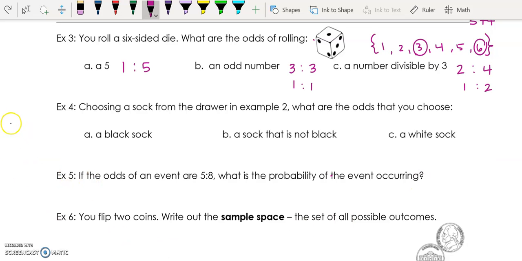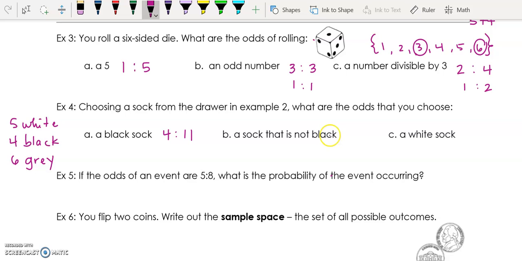So we had 5 white socks, 4 black, and 6 gray. So if we are choosing a black sock and we want to find the odds that we choose a black sock, there are 4 black socks in the drawer, and there are 11 that are not black. So 4 black and then 5 plus 6 that are not black. So the odds of choosing a black sock are 4 to 11.